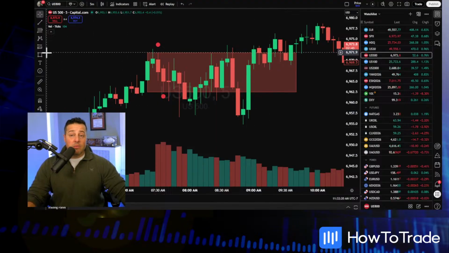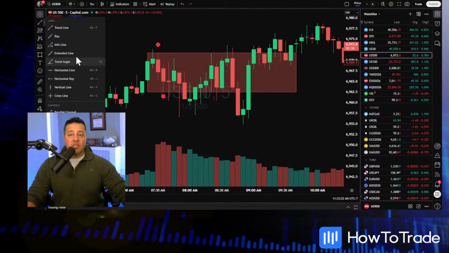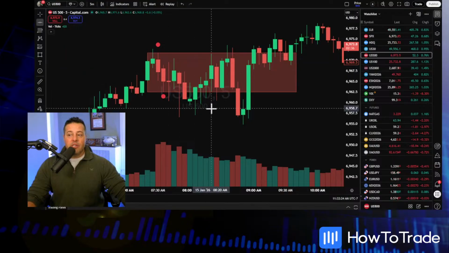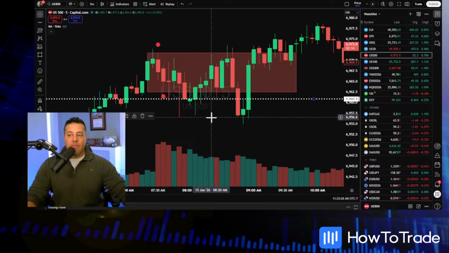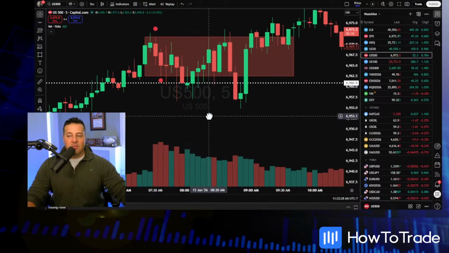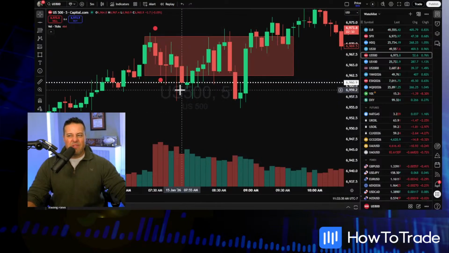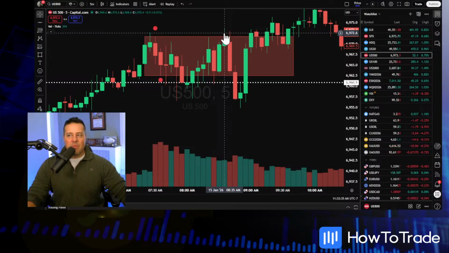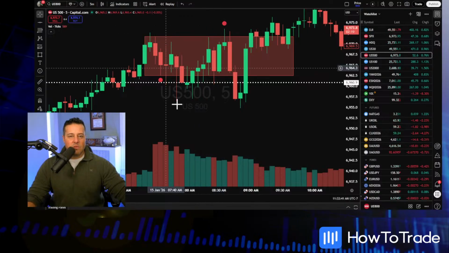Got banged out. We got banged out of this one. So here's your entry right there. There's the sell. Went positive for us a little bit, and then it came back, rallied against us, stopped us out right there. We got hit right there. So that would have been your stop right there.